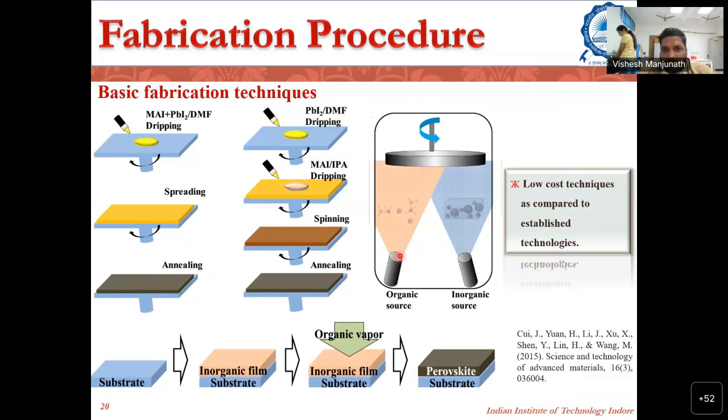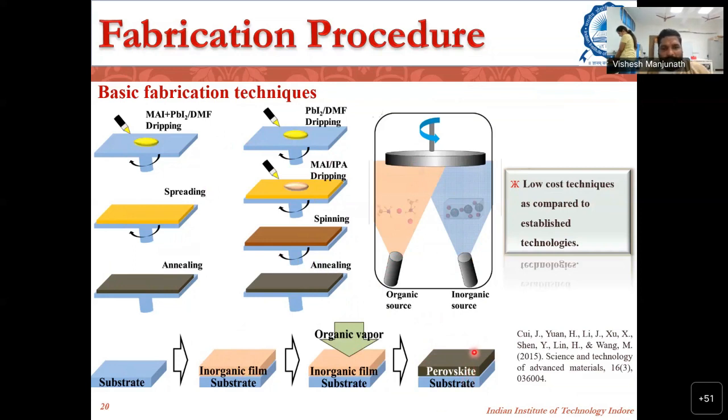You can also evaporate both your precursors together, which is called co-evaporation. You can evaporate one after the other and make it react, which is sequential deposition. Then you can make an inorganic film, a PbI2 film, and expose it to MAI organic vapors. You again get a perovskite film. So these perovskite films can be formed with various different techniques.